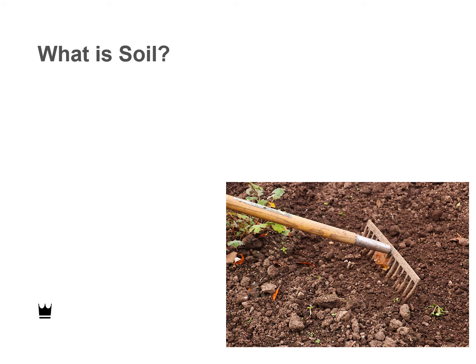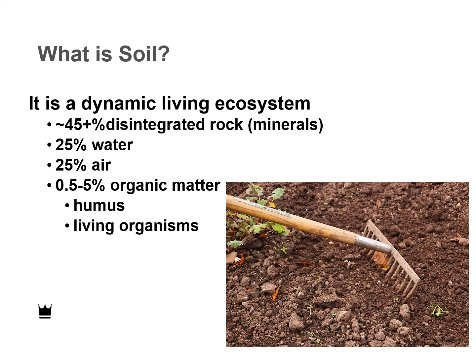What is soil? It's a dynamic living ecosystem that consists of about 45% disintegrated rocks or minerals, about 25% water, another 25% air, and somewhere between 0.5 to 5% organic matter. This consists of humus, which is dead stuff like leaf litter, dead bodies, waste, and so on, and also the living organisms that make up the soil community.